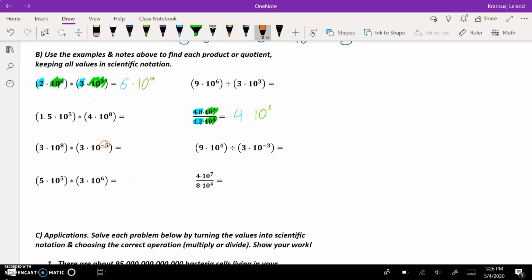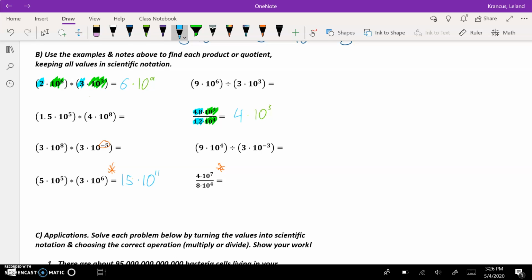The other thing to look for when you're doing these is shown on the bottom two problems. So something a little bit different happens on this one and this one at the bottom. So let me go over those in a little bit more detail. When you do your work on these, on the bottom left one, you're doing 5 times 3, which is 15. And you're doing 10 to the 5th times 10 to the 6th, which is 10 to the 11th power.